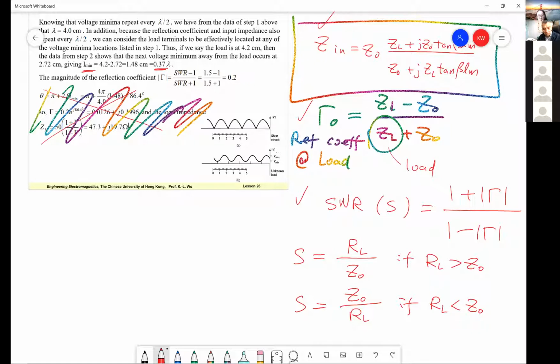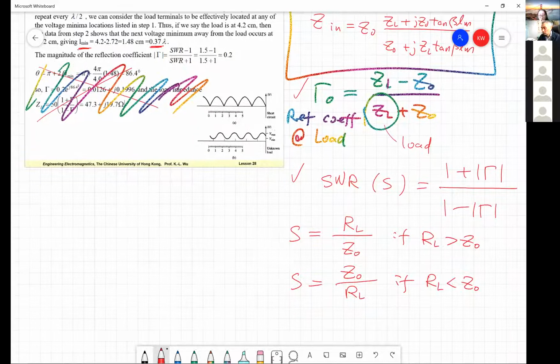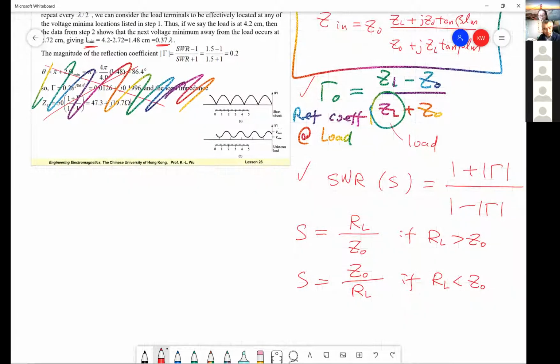Tomorrow we talk about impedance matching. Also very important, that takes another 20 to 25 points in the final exam. All right, let's stop here today.